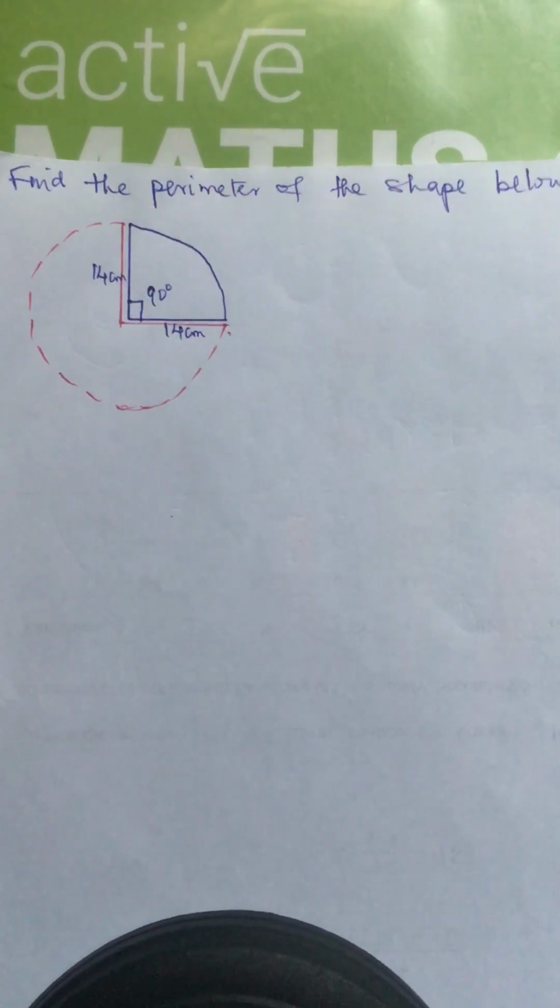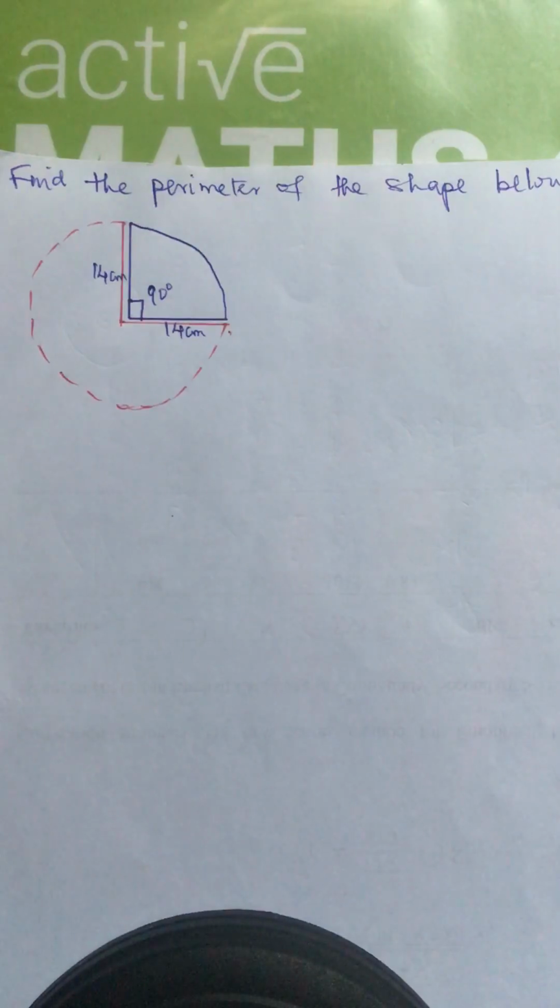All right, we are looking at a shape on the paper there. That's a full circle, but if you look at it very well, I made a quarter of that circle in blue. So that quarter circle, or the quadrant of that circle, is what we are going to look for the perimeter.